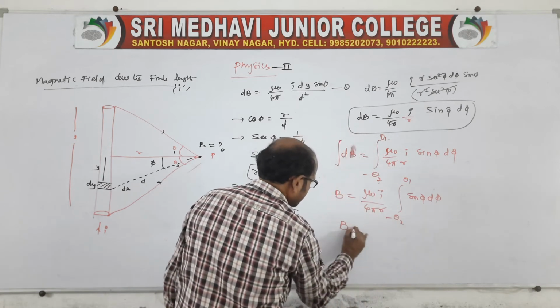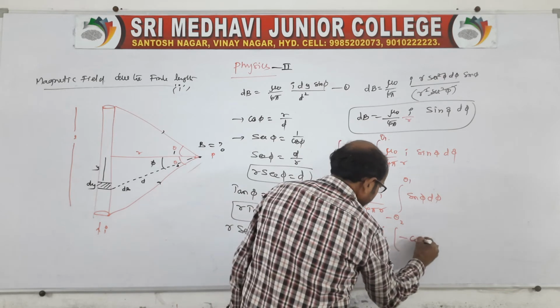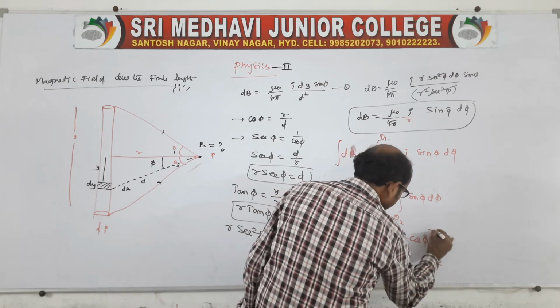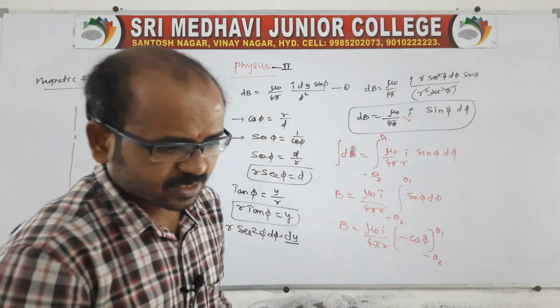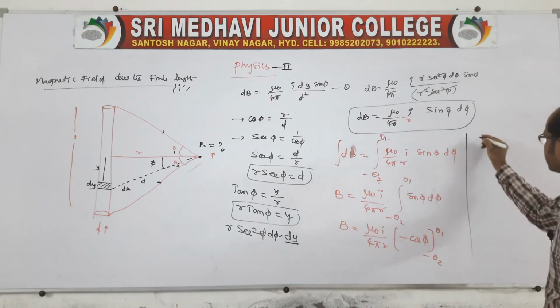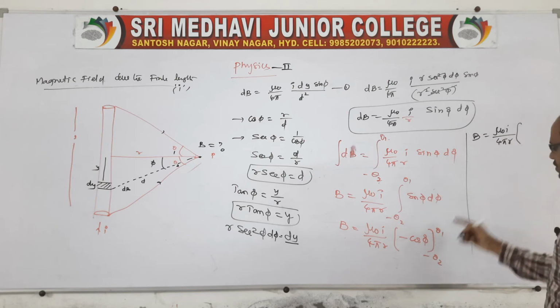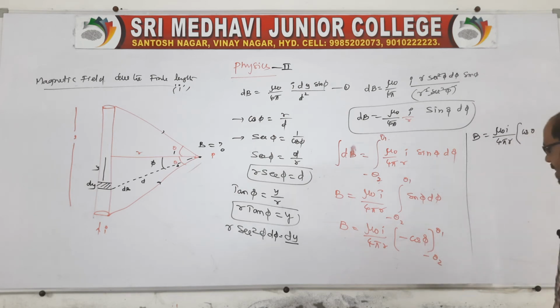Now the integral of sin phi d phi is nothing but minus cos phi, from the angle theta 2 to theta 1. Now you substitute the angles and we will get the final expression for dB due to a finite length. B is equal to mu naught I by 4 pi r into cos theta 1, and minus the upper limit, so we will get the sin theta 1.